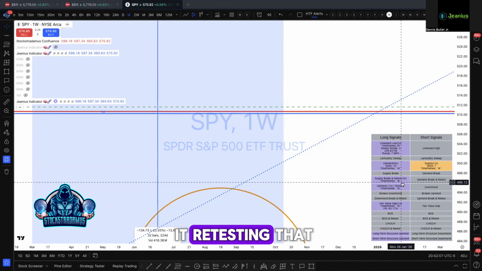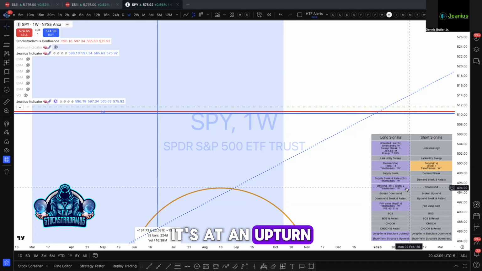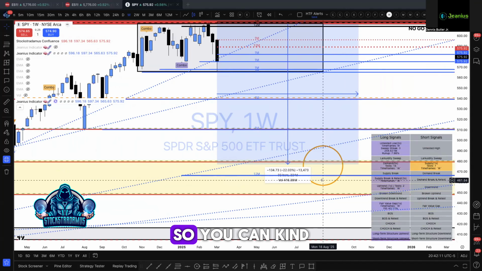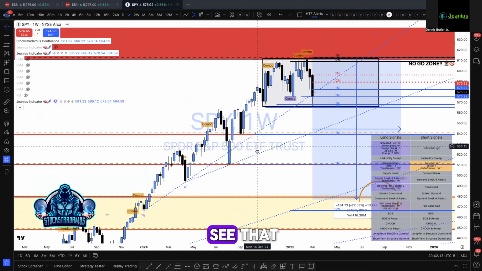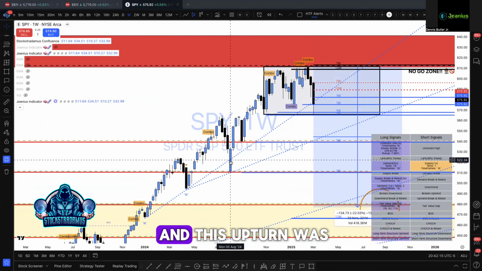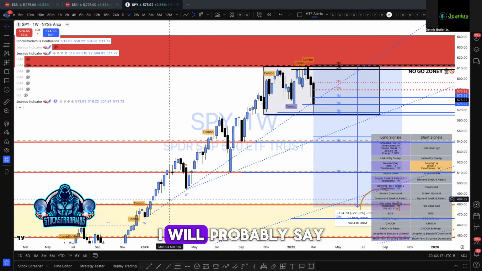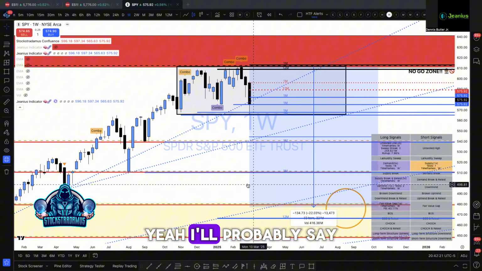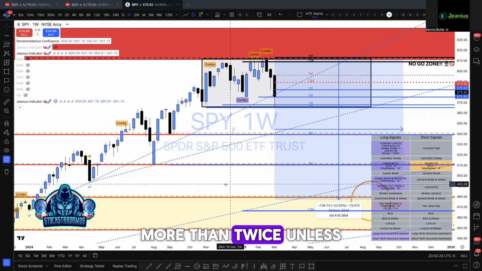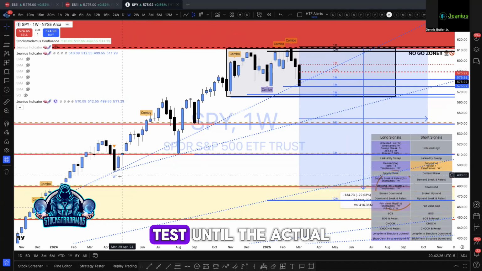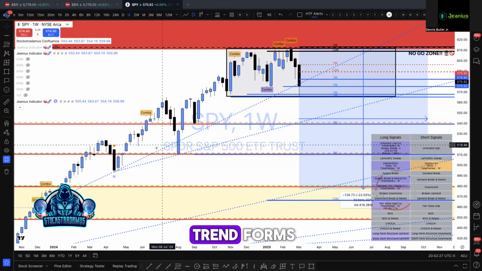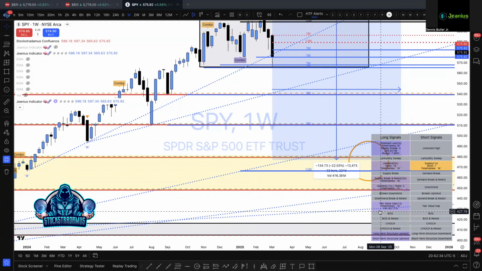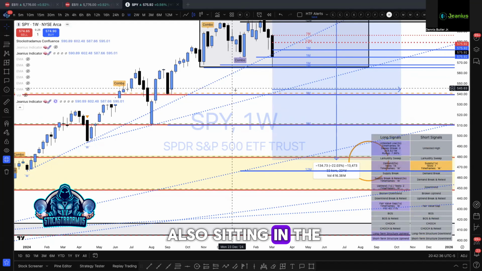And not only is it retesting that, it's at an uptrend that's been tested twice. So you can kind of look back and see that it's at this uptrend. And this uptrend, I would probably say, was tested 3 times, more than twice, unless you don't count tests until the actual trend forms, which is after the 3rd touch. So if it's going by rules, then yeah, it's been tested twice. Fair value gap is also sitting in the fair value gap.